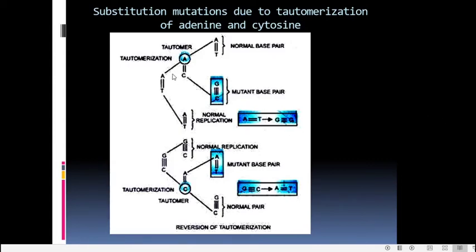Now we will go to how tautomerization leads to a substitution mutation, for which we should have a basic idea of DNA replication. DNA replication, as we already know, is a semi-conservative mechanism where before replication the 2 strands of the DNA will unwind and separate, and each of these 2 strands will act as templates for the synthesis of new strands. So after DNA replication, there will be 2 daughter molecules, and in both these daughter molecules, one of the strands will be the parental strand and the other will be the newly synthesized strand.